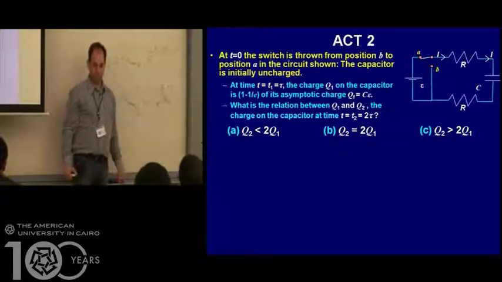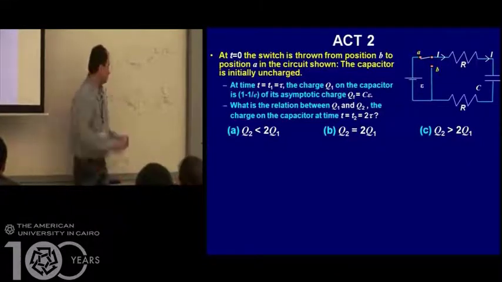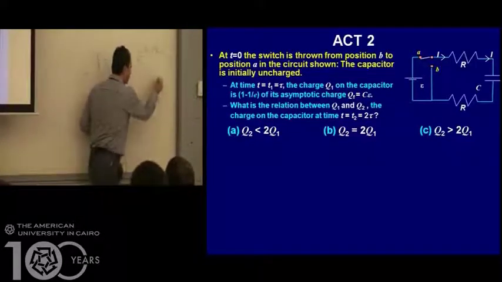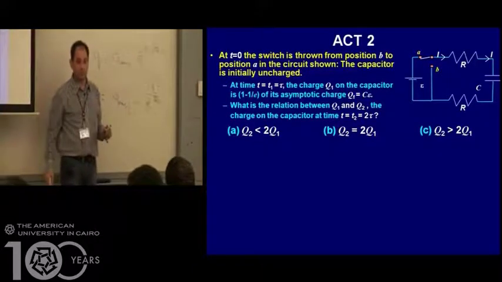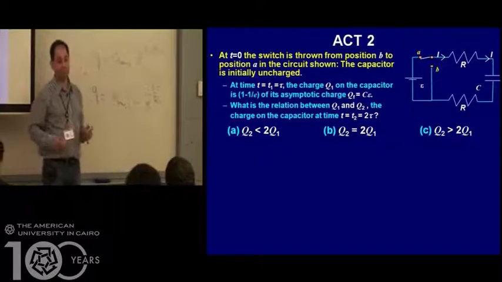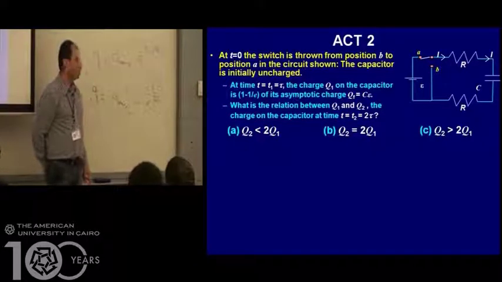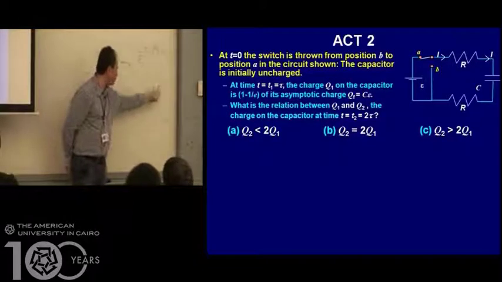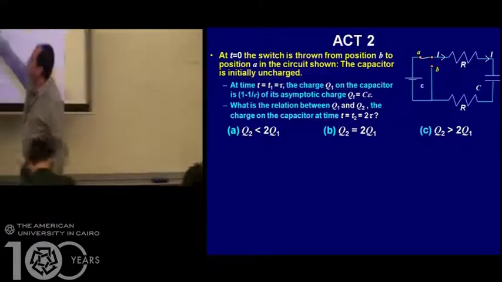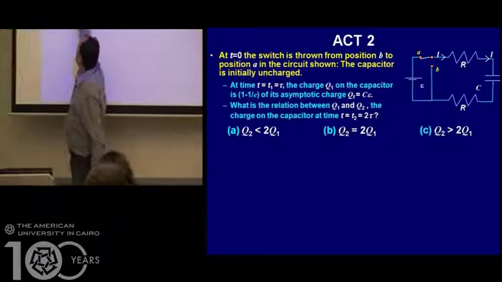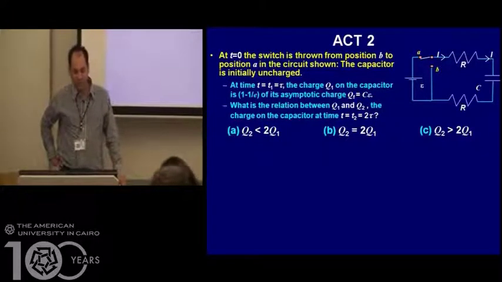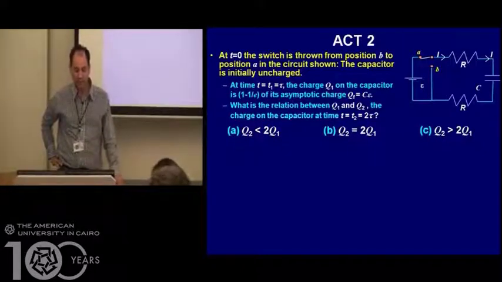This quantity is going to be 1 over e. At time t equal to RC, this whole quantity will be 1 over e. So if you plug it in here, you get that equation in here. What is the relation between Q1 and Q2, where Q2 is the charge on the capacitor at time equal to 2 tau?